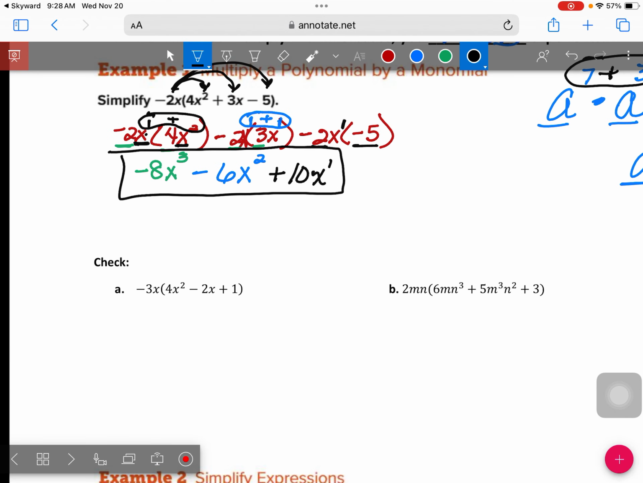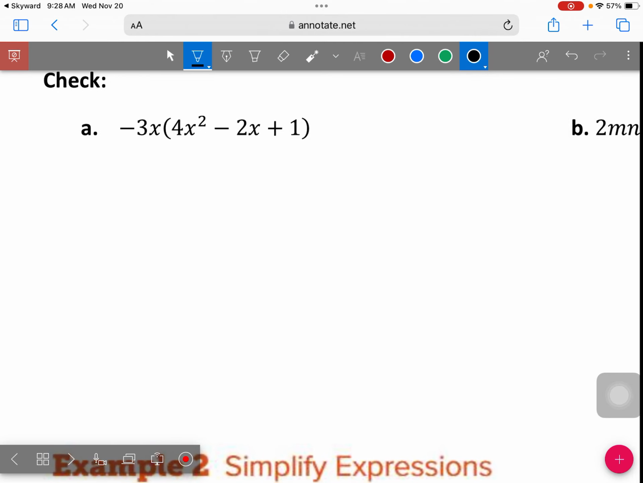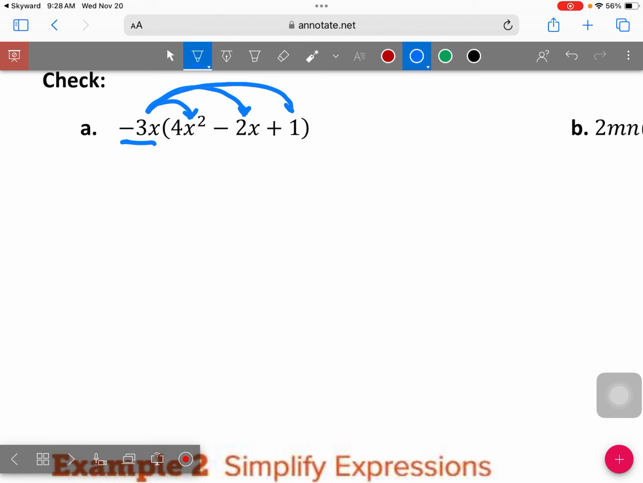Any questions about that? You've had distributive property before. Last chapter, we multiplied powers. So let's see what you can do with this problem A. Negative 3x times each of these terms. Okay? Try that on your own. Taking negative 3x times the first term, negative 3x times the second, and negative 3x times 1. See if you can do that on your own at your seat.